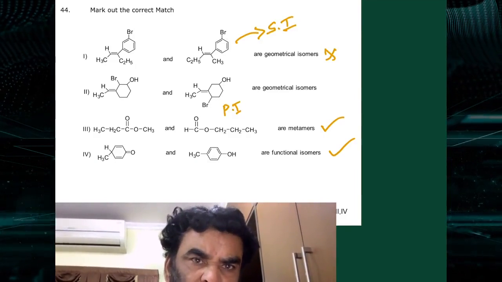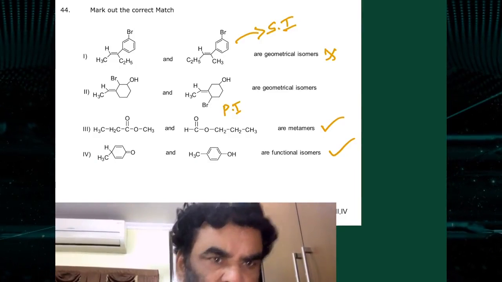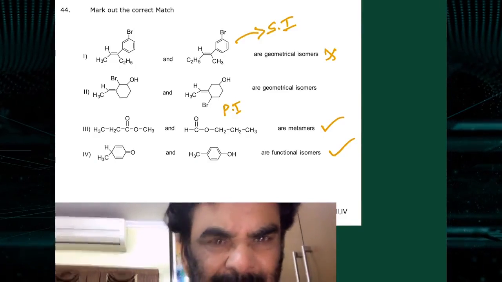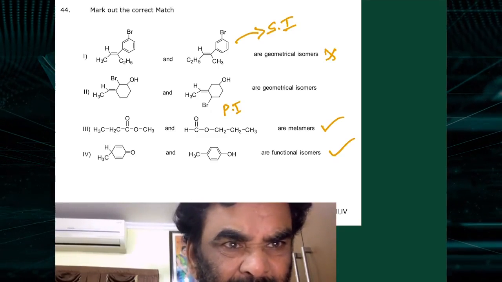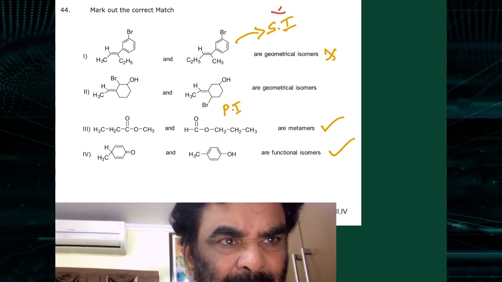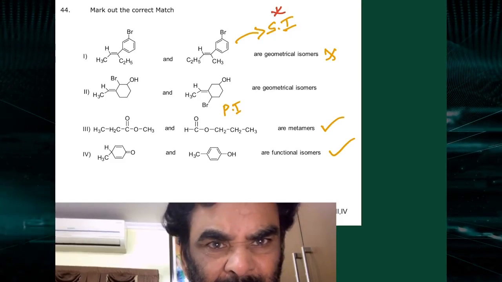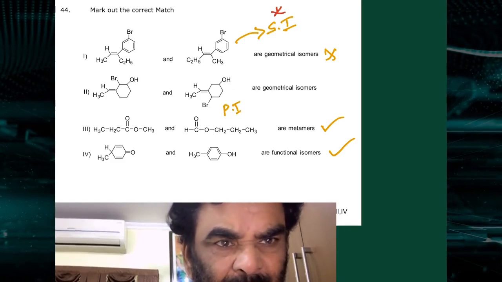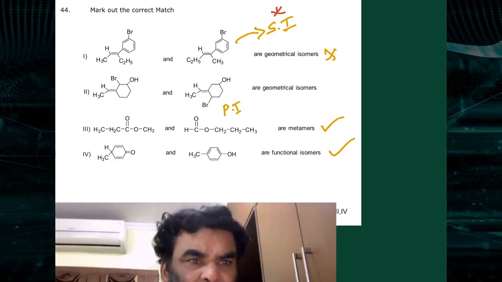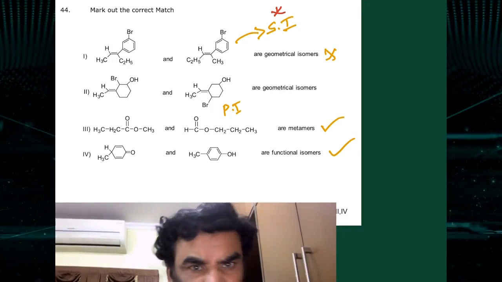Mark out the correct match. Geometrical isomers? They are not geometrical isomers. They are structural isomers, because ethyl and phenyl are on the same carbon, and methyl and phenyl are on the same carbon. Structurally different, they cannot be geometrical isomers. Structurally they have different IUPAC names.